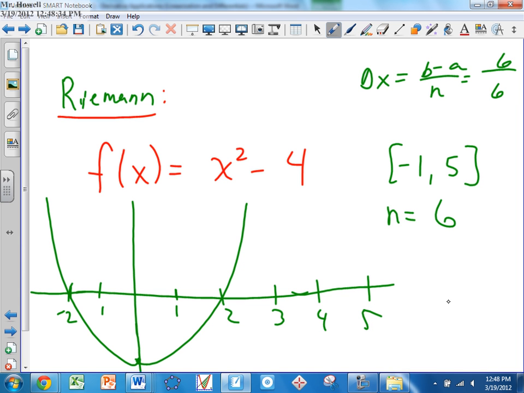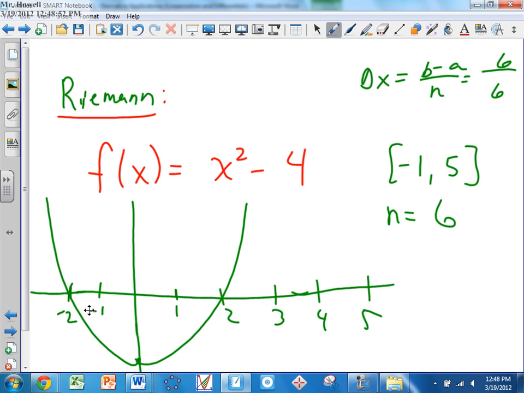So again, we're going to be going from -1 to 5 here. So we're going to have 6 different rectangles to draw. 6 rectangles. And what do you notice about some of those rectangles? Where are they located in this problem? Some are located under the axis or below the axis. Okay? No, everything over here is above the axis now.